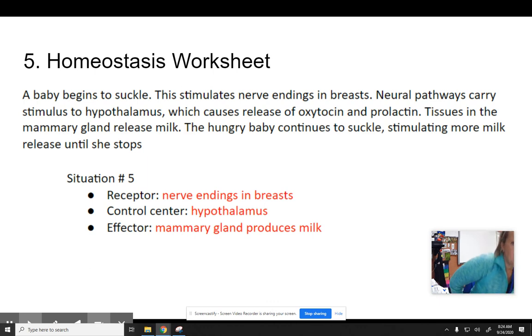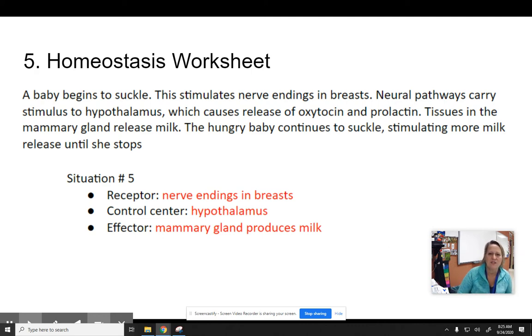Number five, a baby begins to suckle, which stimulates nerve endings in the breast. Neural pathways carry the stimulus to the hypothalamus, which causes the release of oxytocin and prolactin. Tissues in the mammary gland release milk. The hungry baby continues to suckle, stimulating more milk release until she stops. And so, as more and more of the suckling happens, more and more milk comes. And so that is positive feedback.